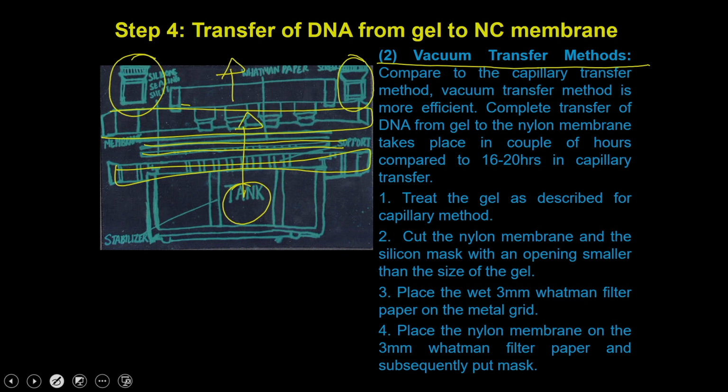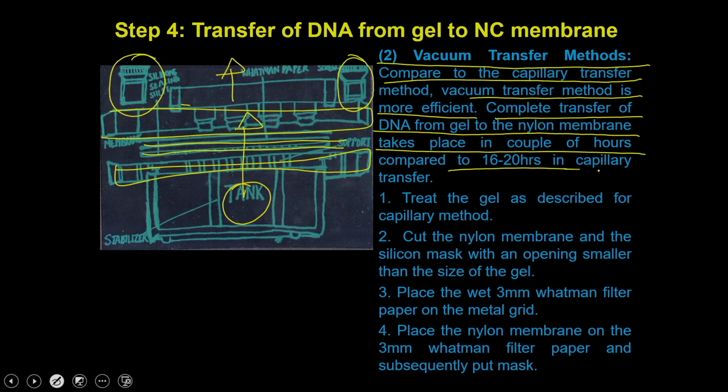So, there is no difference in terms of the capillary action transfer or the vacuum transfer method, except that the vacuum transfer method is more efficient, so it will take less time. Compared to the capillary transfer method, the vacuum transfer method is more efficient. It completes the DNA transfer from the gel to the nylon membrane in a couple of hours compared to the 16 to 24 hours in the capillary transfer method.